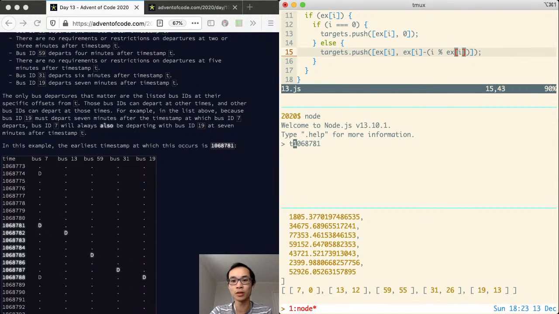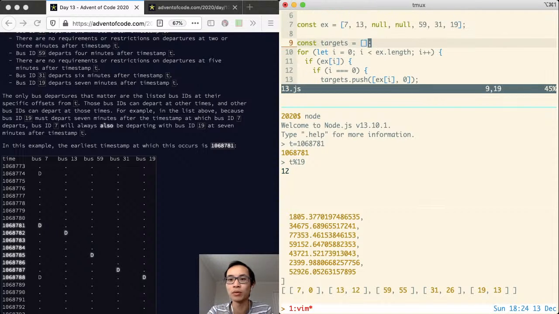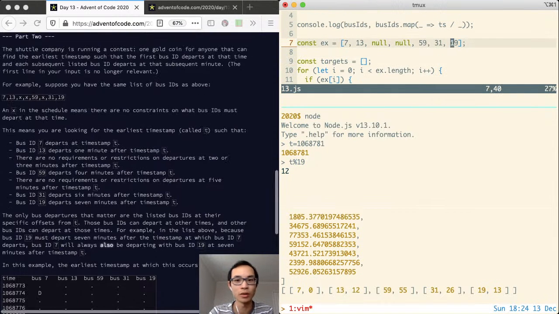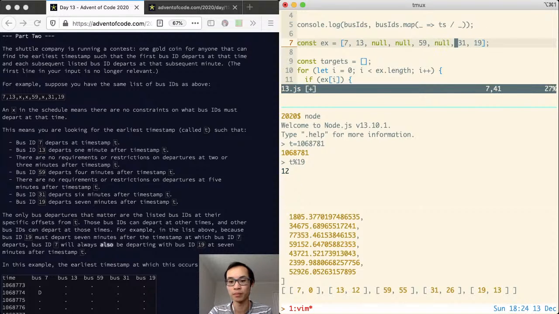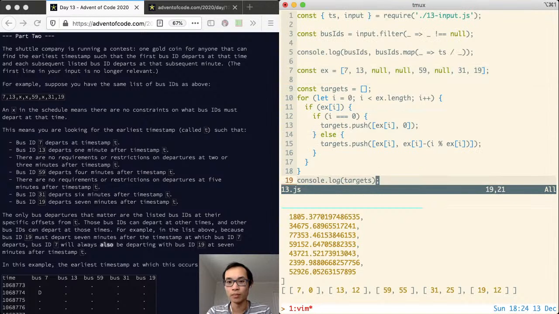106871, which I'll call t, t mod 59 is 55, t mod 13 is 12, t mod 31 is 25, not 26. That's weird. It should be 12. Did I type it in wrong? I did type it in wrong. There's supposed to be a null in here somewhere after the 59. So those are the targets.